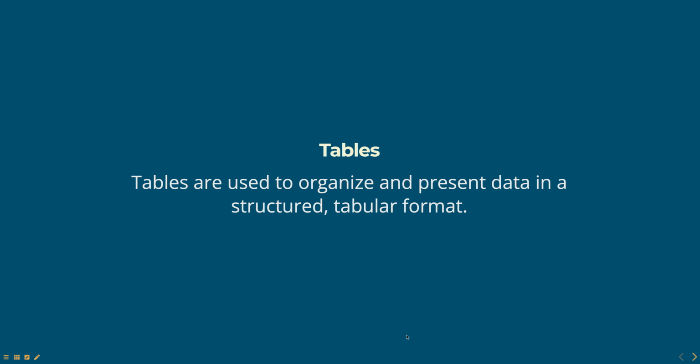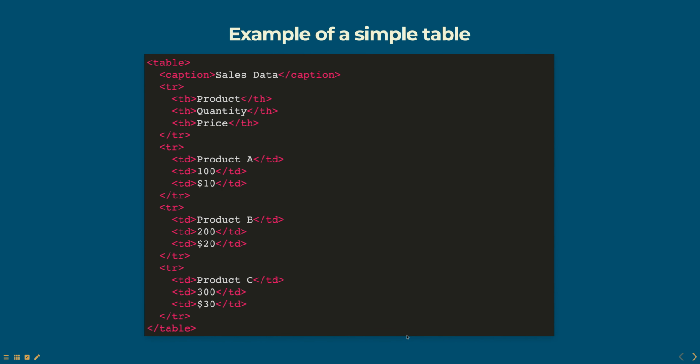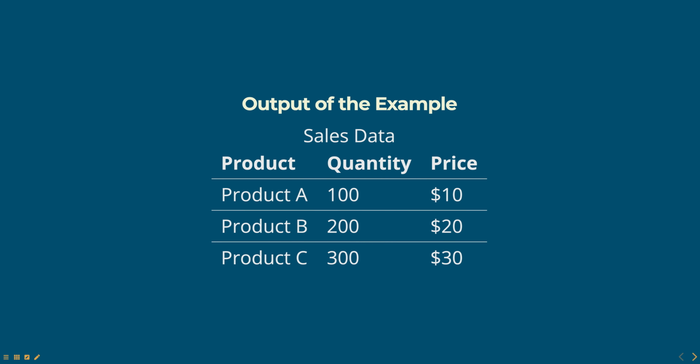Here is a simple example of a table. This code will create a table with a caption, Sales Data, and 3 columns: product, quantity, and price, and 3 rows of data. The th tag is used to create the table headers, and the td tag is used to create table data. The caption tag is used to add a caption to the table. And here is the output of the HTML that we created.